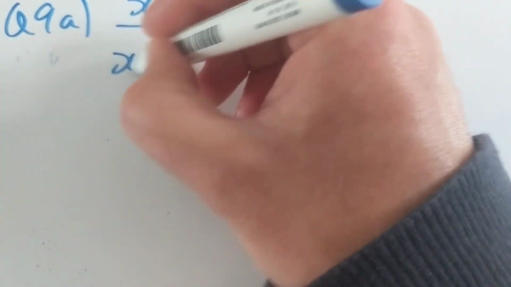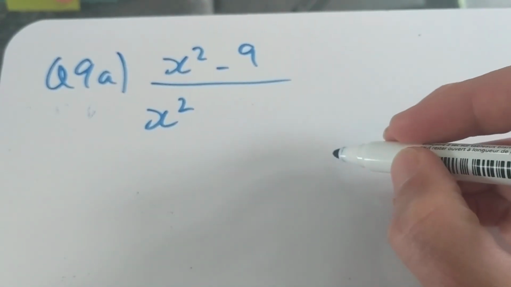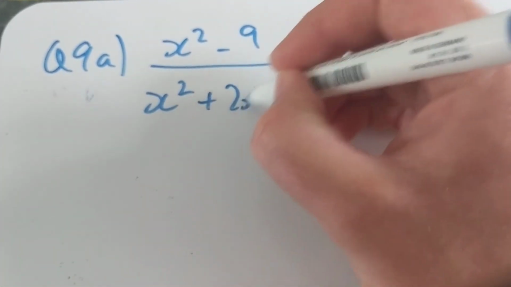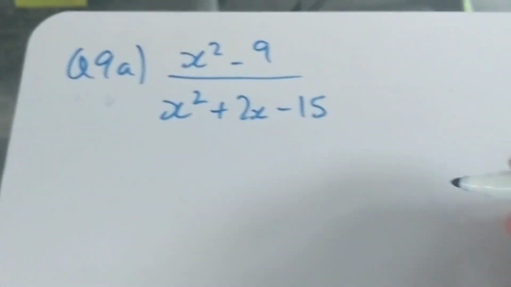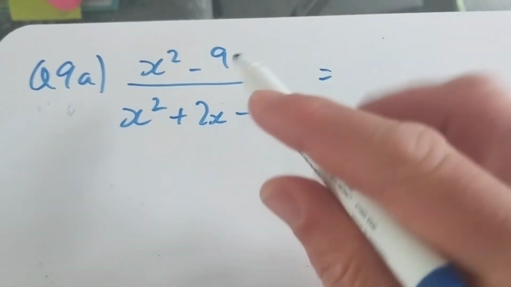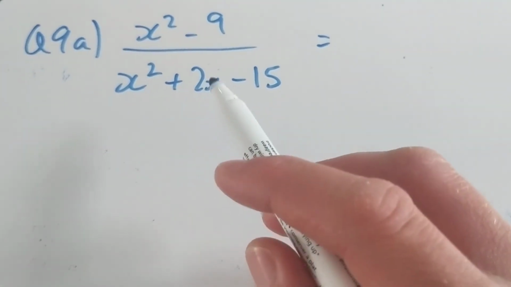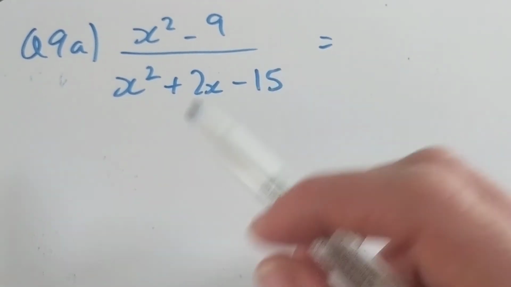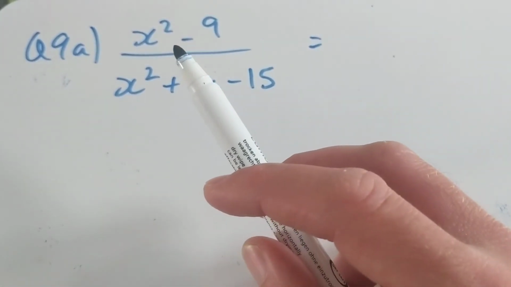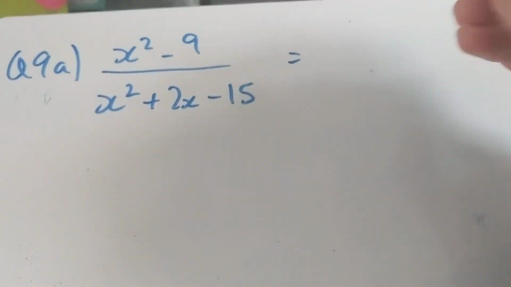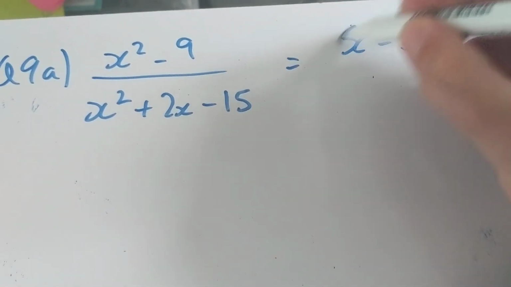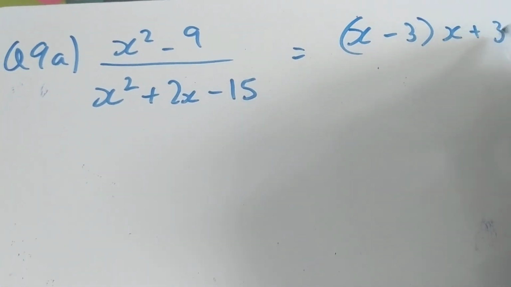Okay, question 9a. Question 9a was to simplify x squared minus 9 over x squared plus 2x minus 15. Okay, so on your top line, when you're doing this sort of thing, you're looking to see if you can in any way simplify it. If you factorise the top, it's the difference of two squares. So you get two brackets, x minus 3 and x plus 3.